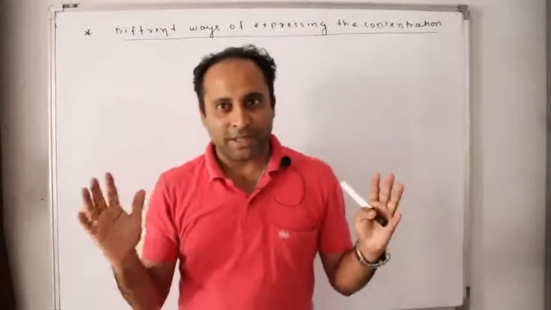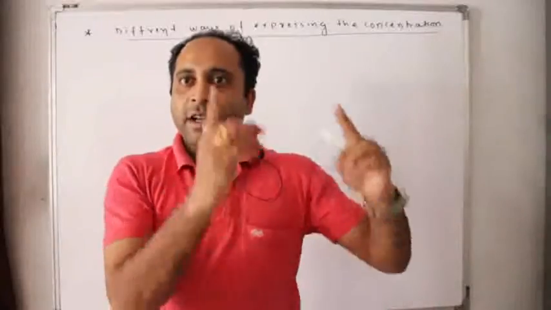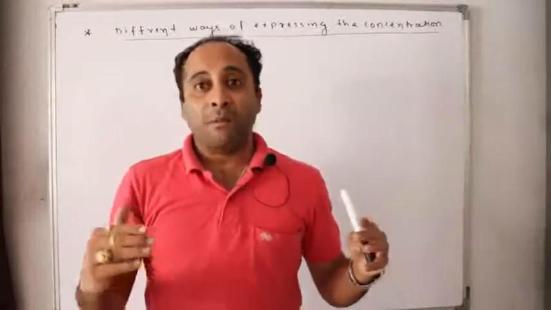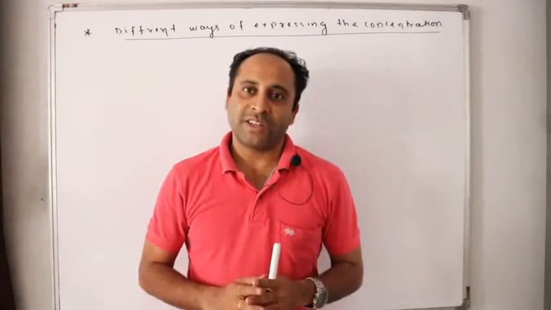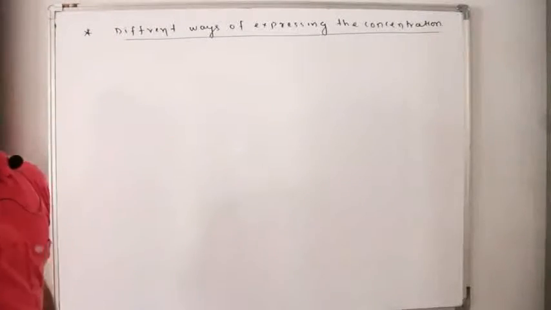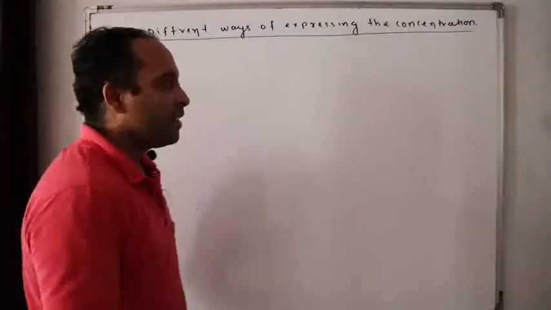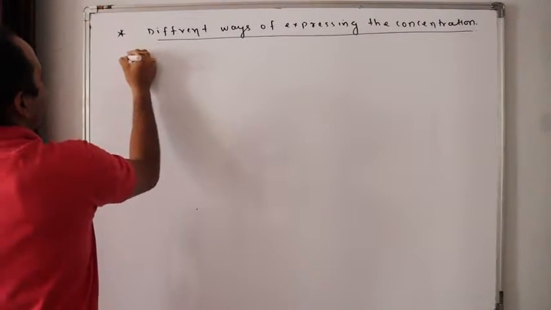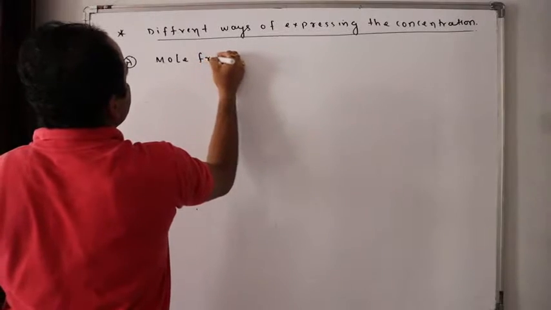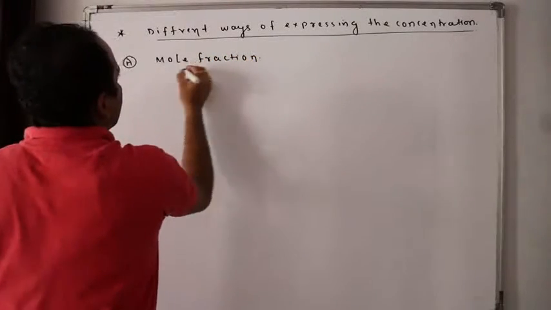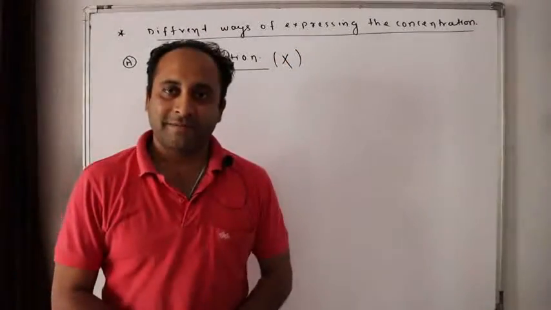This is the literature explanation. What is the literature explanation? The amount of solute added to the solvent to make the solution. To express that mathematically, we will discuss some methods. This is called what? Concentration. So let us discuss different ways of expressing concentration. What is the first method? Method A is mole fraction. The first method I am going to discuss with you is mole fraction, symbolized as X.